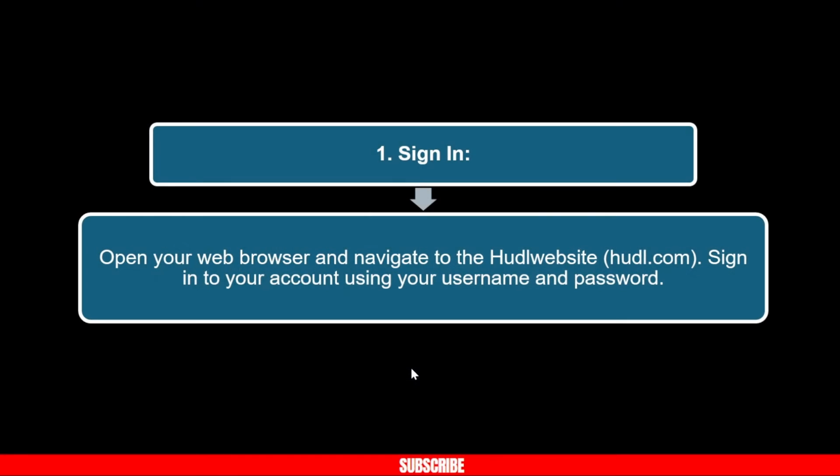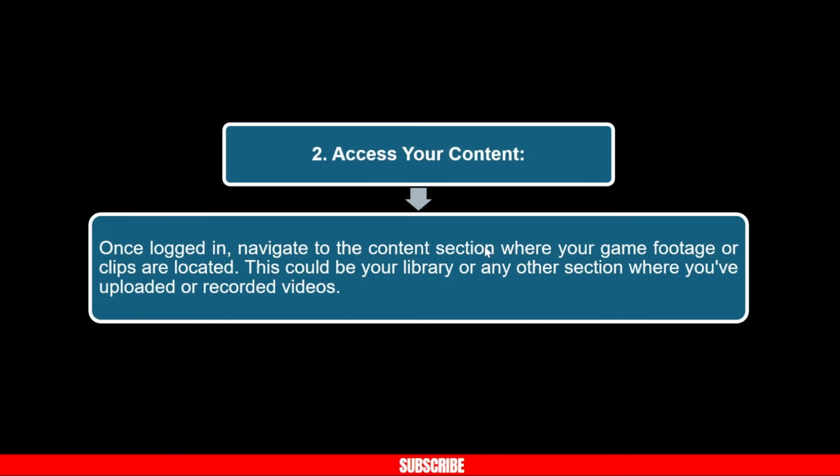So first of all, go to your hudl.com website, sign into that account using your username and password. Second step is to access your content. So once logged in, navigate to the content section where your game footage or clips are located. This could be your library or any other sections where you have uploaded or recorded videos.